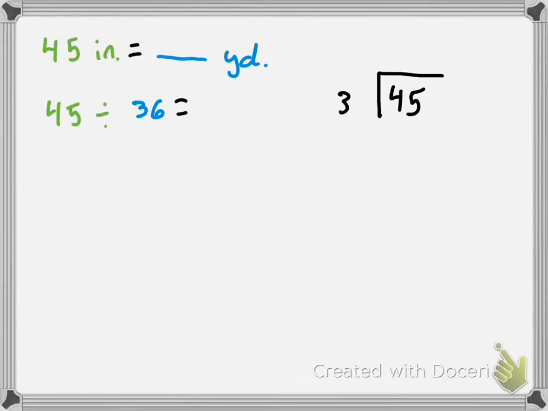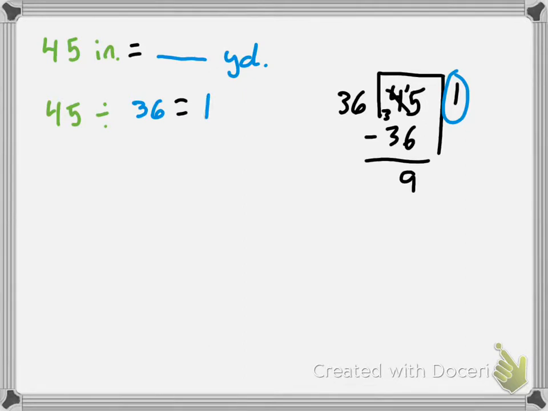45 divided by 36. I don't know my 36 times tables, but I do know that 36 goes in 1 time. Twice would be way too big, so I know it's only once. 36, subtract, and I end up with 9. Okay, so we went in one time, so we got 1 yard out of 45 inches. Okay, so out of all those 45 inches, we got 1 yard.